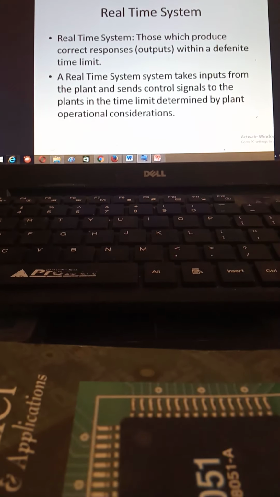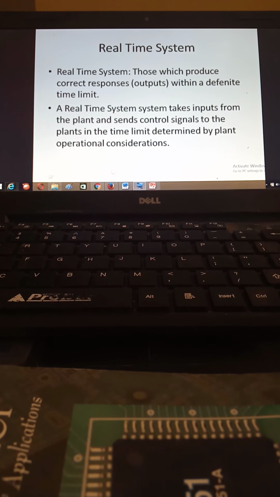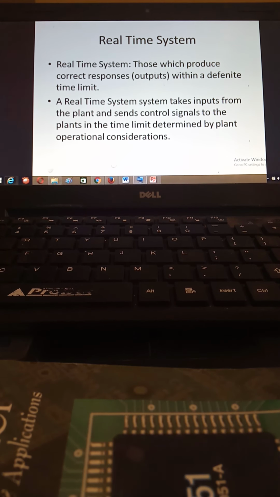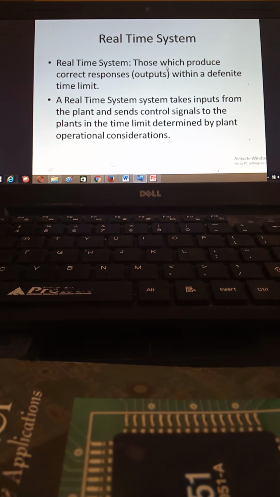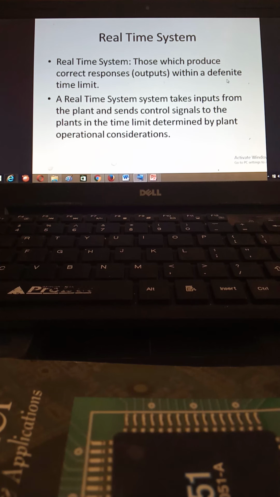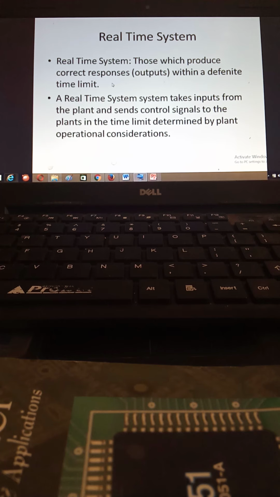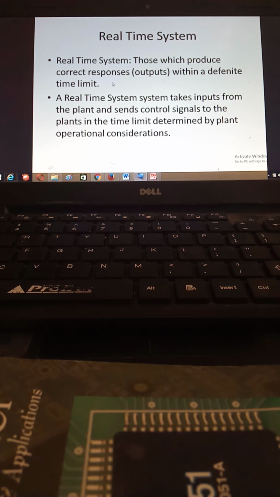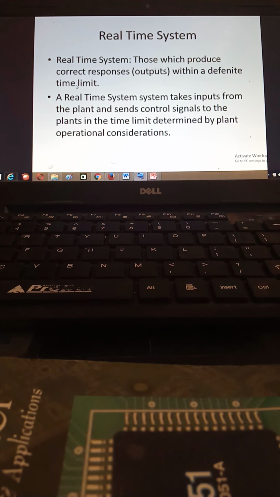Friends, we have discussed in the last class that unlike a normal system, a real-time system is something different. They are the systems which produce correct responses within a definite time limit. Remember, a real-time system is the system in which we need correct output. Not only is correct output important, that correct output should be produced in a certain amount of time, which is called the time constraint or time deadline, and that time limit at which the system has to respond, it is real.